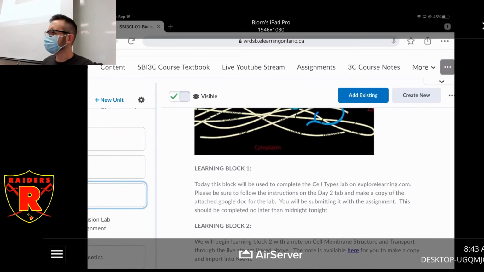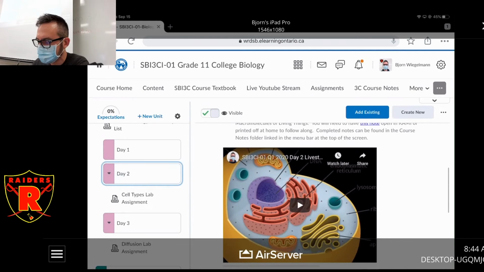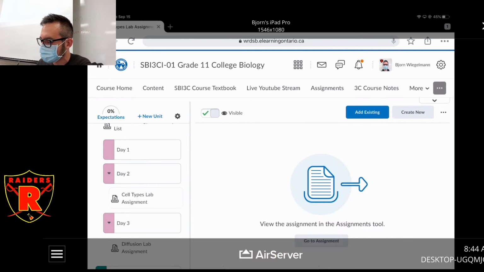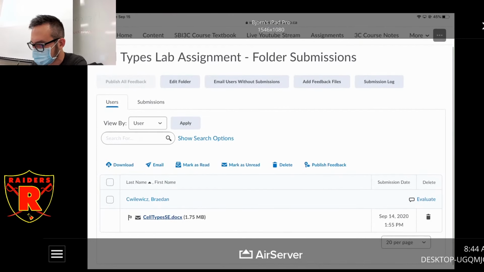We talked about that cell types lab. Yes, we didn't actually start it though. So for learning block 1, if you go back to day 2, because it is part of day 2, there's at the bottom there cell types lab assignment. If you open it up, oh, somebody's already done.